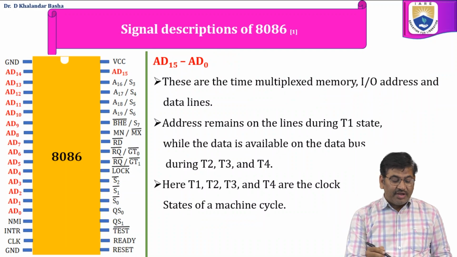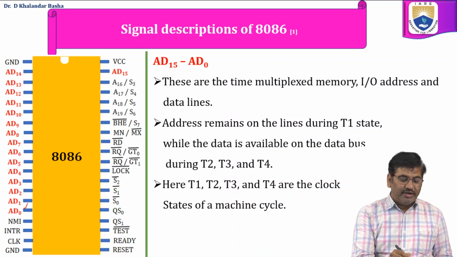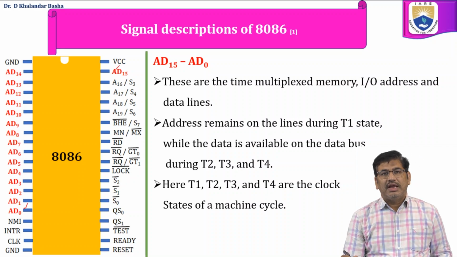The next signals we are having are AD0 to AD15, which are address and data lines. These are multiplexed signals, 16 in number. Multiplexed signal means these signals carry both address as well as data information. And these signals are used for memory and I/O address and data lines.